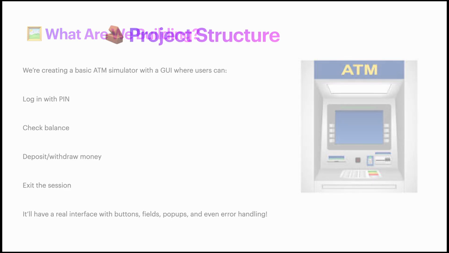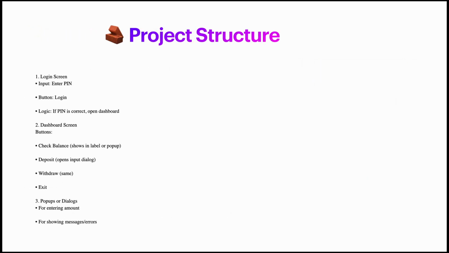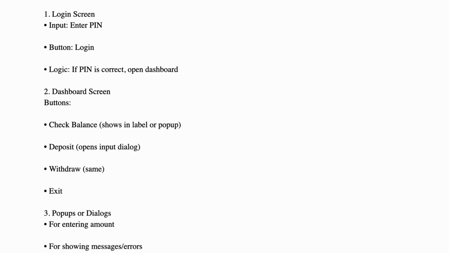So now I'm going to teach you how to find your project structure when trying to make a project like this. So we all need pseudocode. First of all, I want to make an ATM. What do I need? I need a login screen. Now in the login screen, what can be found? An input to enter PIN, a button to log in, and a logic: if PIN is correct, open dashboard. So I've practically written this with pseudocode. So all I have to do is take it step by step.